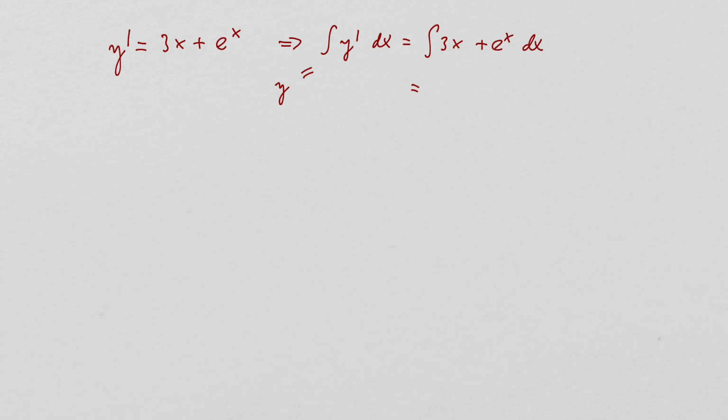The power of x will increase by 1. The constant 3 will stay there. To compensate for the power that increased, we will divide by that. The integral of the exponential function is itself. We might have to add some constant.